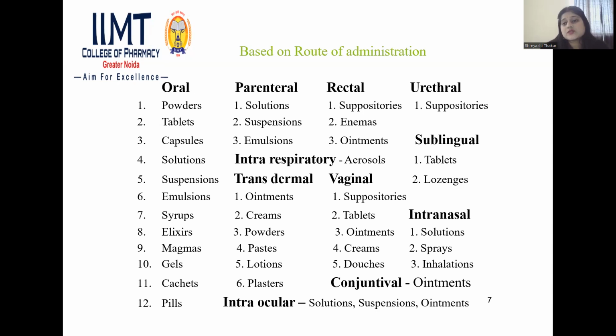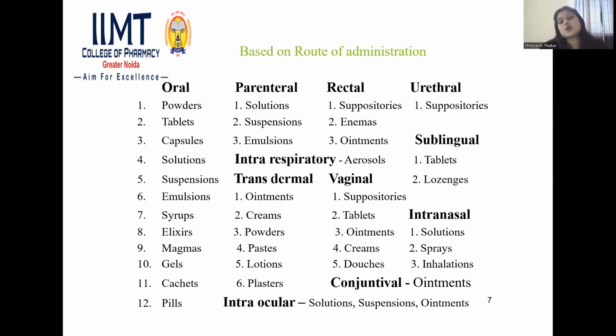Then second is the parenteral route of administration. Various types of solution, suspension, emulsion, etc. are used for the parenteral route of administration. Then come to the rectal route of administration. Various types of suppositories, enemas, and ointments are used for the rectal route. Then come to the transdermal route of administration: ointment, cream, powder, paste, lotions, and plasters are the best examples of the transdermal route of administration. Then come to the vaginal route of administration. Various types of suppositories, ointments, creams, and douches are used for the vaginal route of administration.